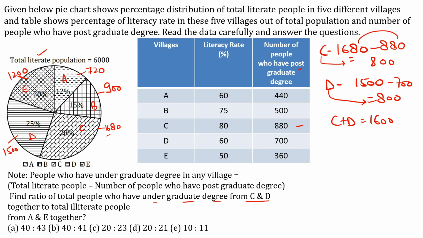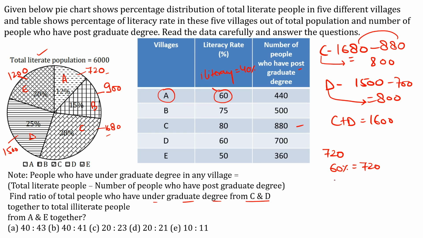The person who is not illiterate, sorry. So A and D together. If we talk about A, the total population is 720, out of which 60% is the literacy rate. So 60% of the value we are given with 720, and obviously if the literacy rate is 60%, the illiteracy rate will be, if I calculate it, 40%.